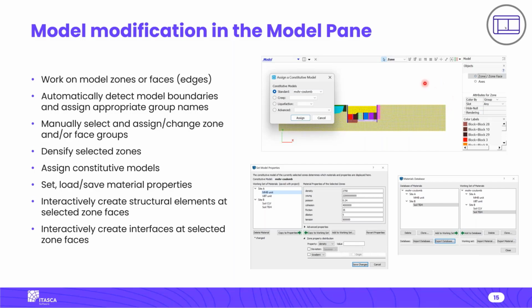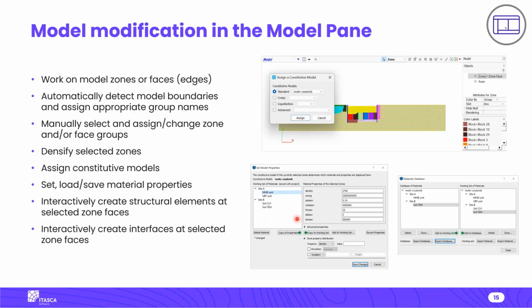So here you can see that we can show zones or zone faces. And I will show this in a short demo. What can be done in the model pane is you can automatically detect model boundaries and assign appropriate group names. You can manually select and assign or change zone and face groups. I will also show this. You can densify selected zones. You can assign constitutive models. You can set or load or save material properties into the material database, as shown here.